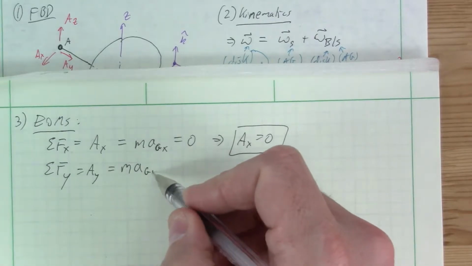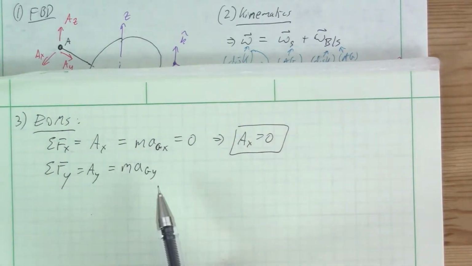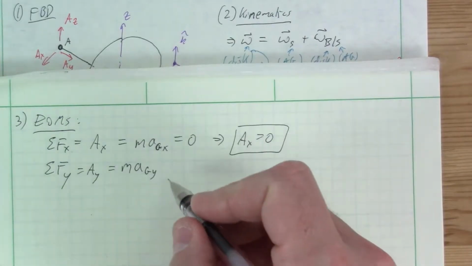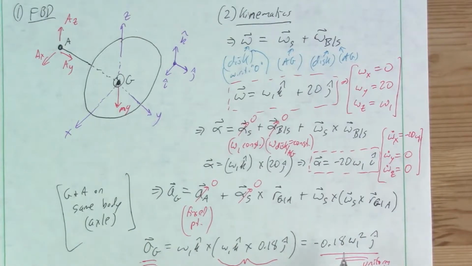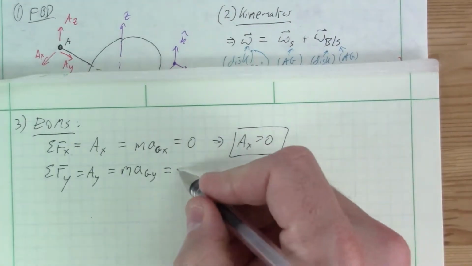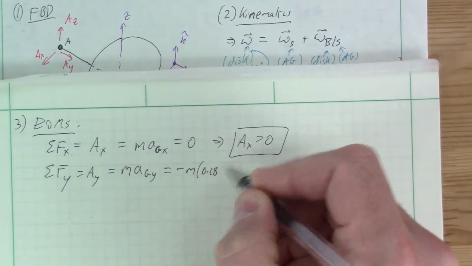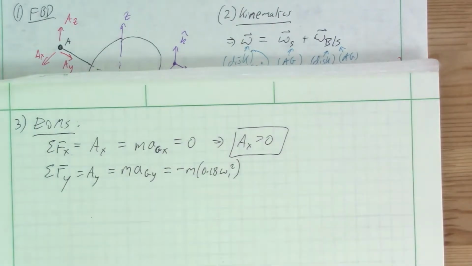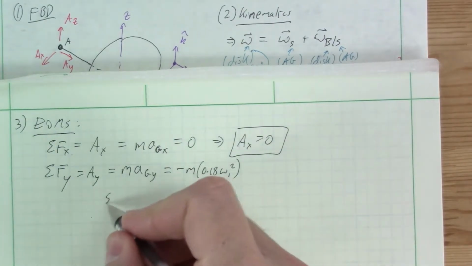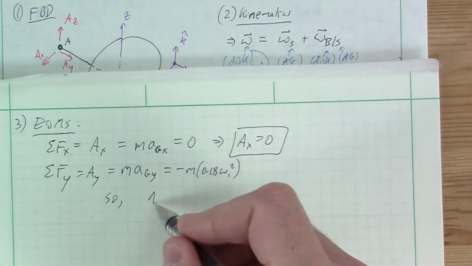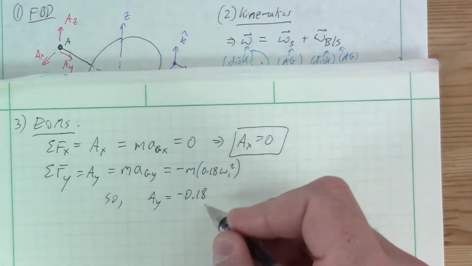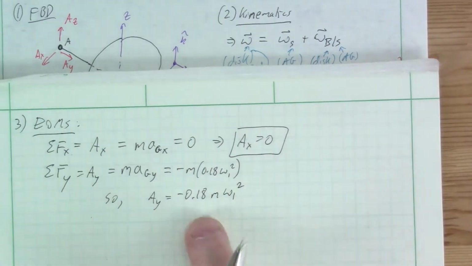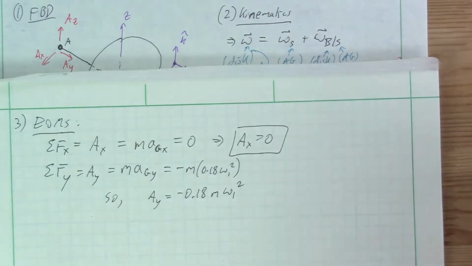Mass times the acceleration of the center of mass of the disk, or just the y component here. And this now equals this guy, right? We determined the y component is minus 0.18 omega 1 squared. So minus m 0.18 omega 1 squared. Omega 1 we don't know, but we have a relationship for ay once we do know what omega 1 is. We could plug in the mass as 9 kilograms, but let's just leave it there for now.